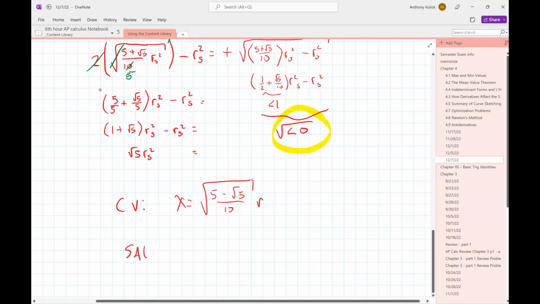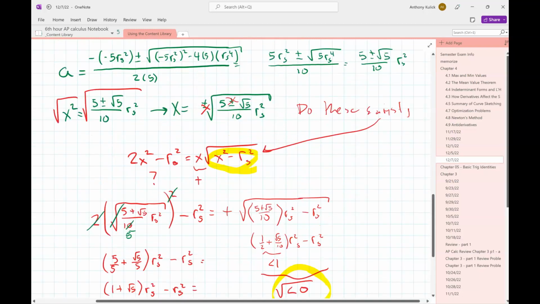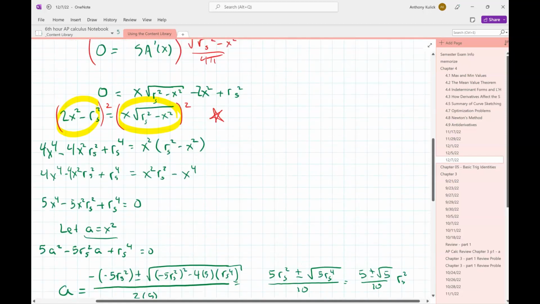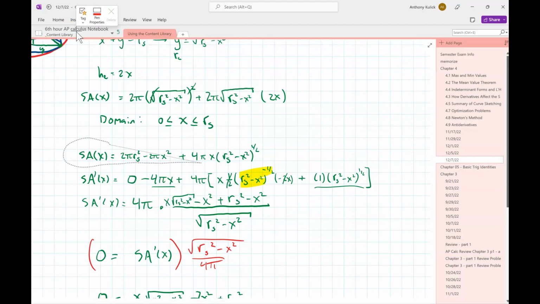So if I do SA of 0, I get 0. If I do SA of r, I get 0. If I do SA of x, the x that I have up here, what do I get? I need that equation again. Where are you? This is what I want.